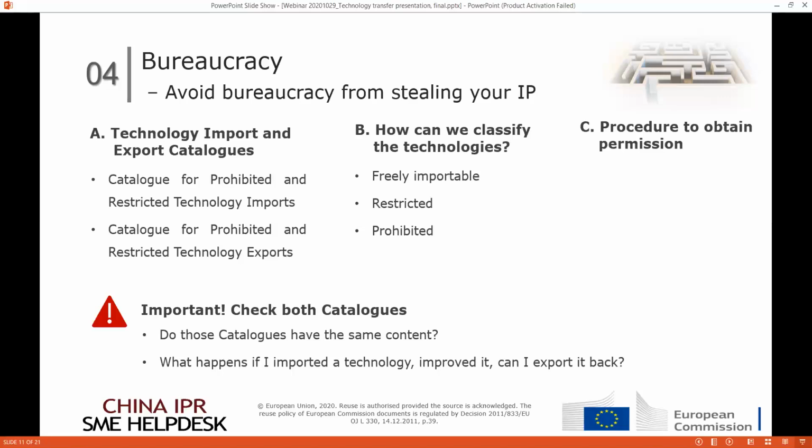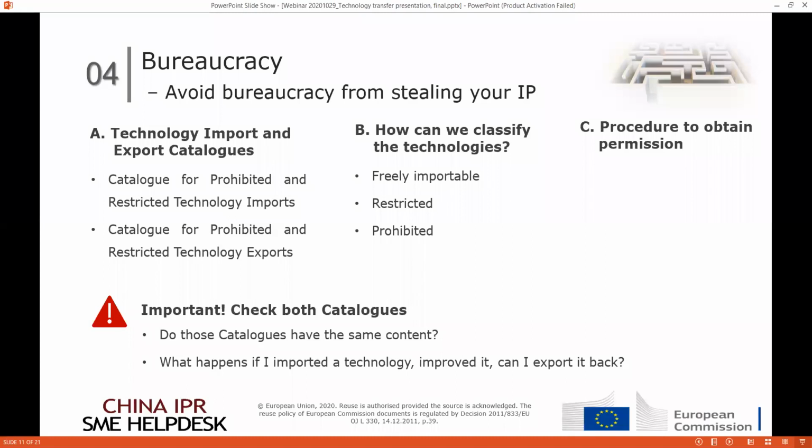What's the procedure for obtaining a permission? In the case of importing, the Chinese party, this means the Chinese company that will receive the technology, has to request it from the competent foreign trade department of the State Council. It's an application that they have to submit. It takes 30 working days. And this request should be made before even signing the contract, because if the permission is granted, it's actually a permission for signing that contract. After it's been signed, it should be submitted again for a final approval, which takes around 10 working days. In the case of exporting technology, it's a very similar procedure.